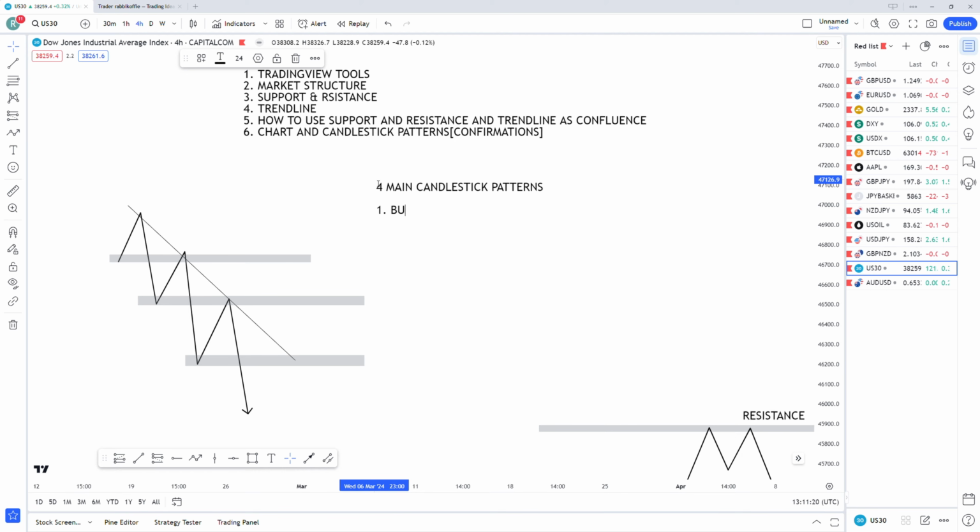So we have the what? Bullish engulfing. We have the what? Bearish engulfing. Hold on, guys. Let me label this too. We have the morning star and what? Evening star, guys. So these are the 4 main chart patterns we use to trade.